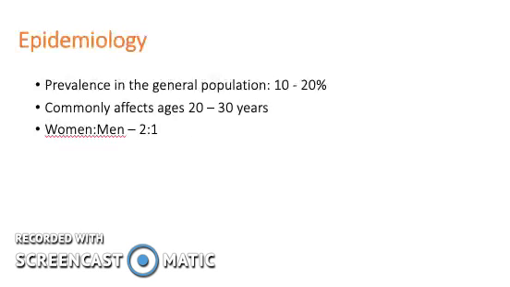In the history, you might want to ask a few questions such as, do they get stressed often or do they suffer from anxiety? As stress and anxiety can trigger IBS. Epidemiology. So the prevalence in the general population is 10 to 20%, and it commonly affects ages 20 to 30 years. Women tend to get it more than men, with a ratio of 2 to 1.